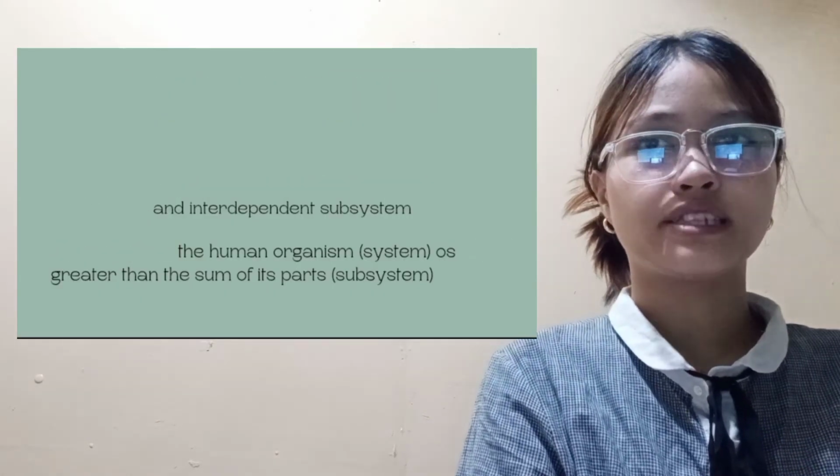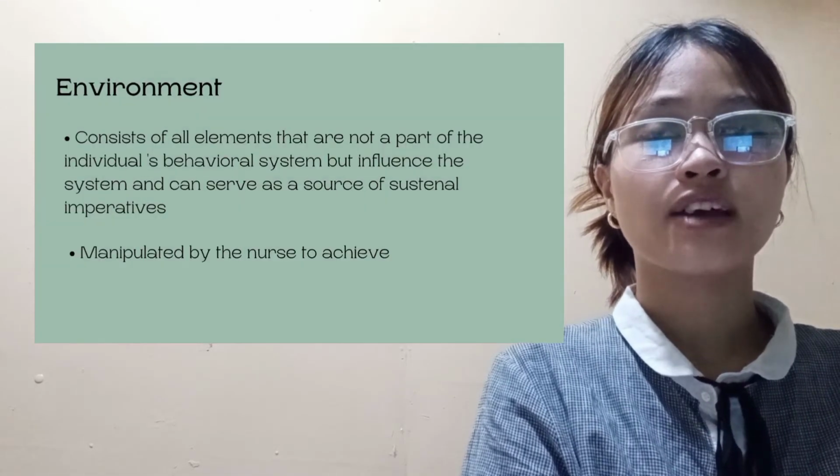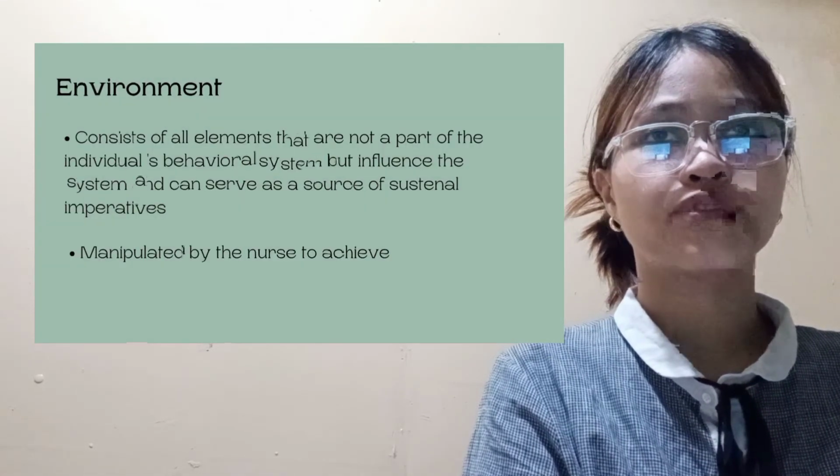Next is the environment. It consists of all elements that are not part of the individual's behavioral system, but influence the system and can serve as a source of sustenal imperatives. In Johnson's theory, the environment consists of all the factors that are not part of the individual's behavior system, but that influence the system. The nurse may manipulate some aspects of the environment, so the goal of health or behavioral system balance can be achieved for the patient.